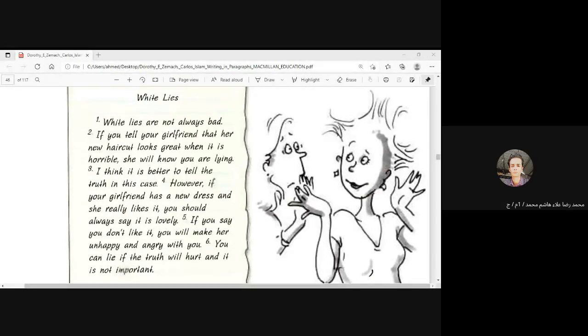Yes, Doctor. White lies are not always bad. If you tell your sister that her new haircut looks great when it's horrible, she will know you are lying. I think it's better to tell her the truth in this case. However, if your sister has a new dress and she really likes it, Thank you very much. Thank you. Farah, you read line or sentence number 4 and 5.